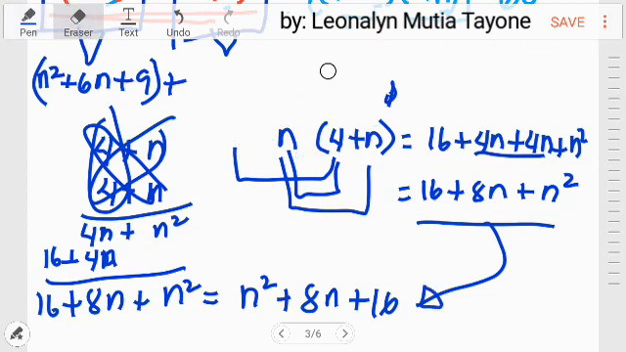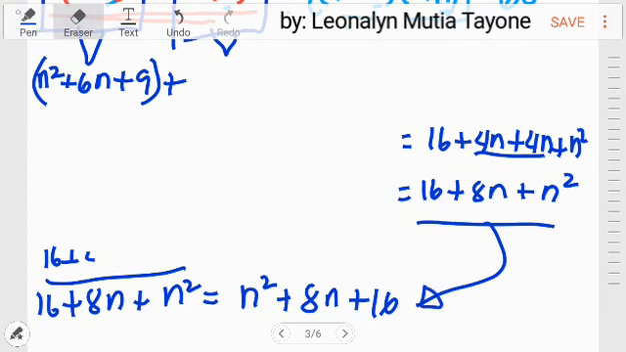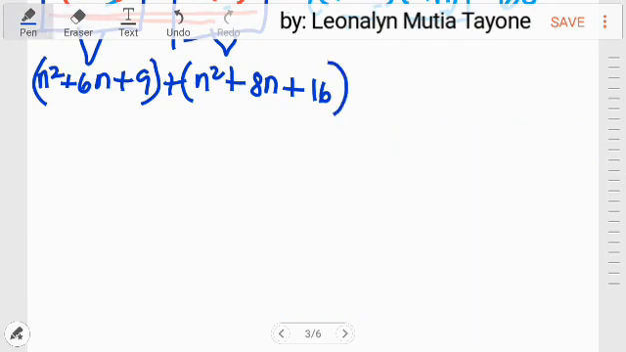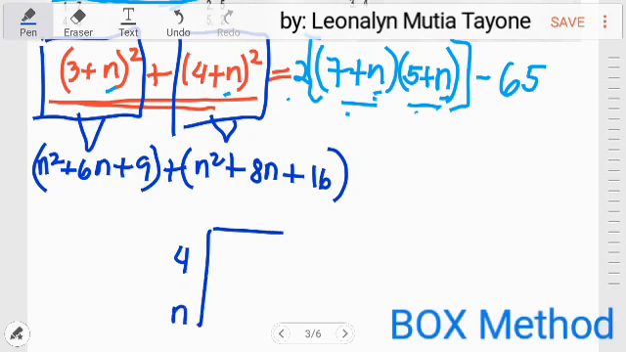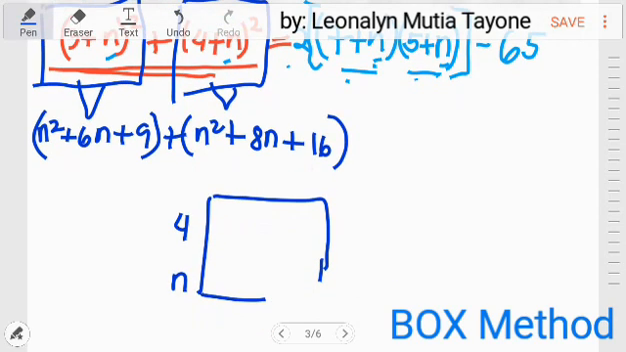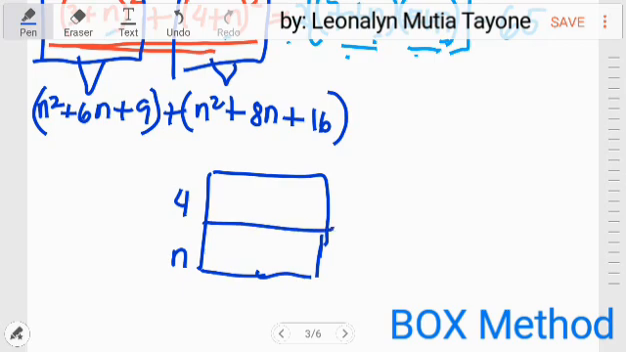So, i-erase na natin ito, at isulat itong sagot natin. This is n squared plus 8n plus 16. So, erase natin. Kung gusto nyo pa ng another way of solving this, itong binomial na number, this is 4, tapos n, box method tayo, para makita nyo lang kung paano mag-solve dito.